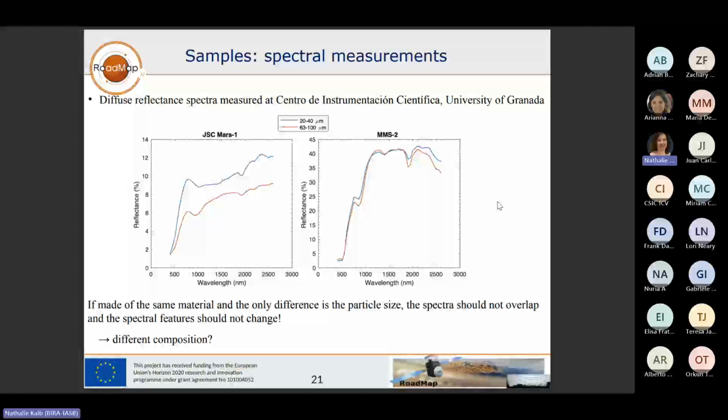We thought that the reason for this was because in the case of clinopyroxene, you have only one mineral. However, these samples are a mixture of different minerals. So when you are sieving and producing smaller sizes, you may select one mineral over another. So there is a different composition there. And you can see, for example, these spectra are overlapping and they have different features. So there's probably a different composition between these two size distributions, even though there shouldn't be.